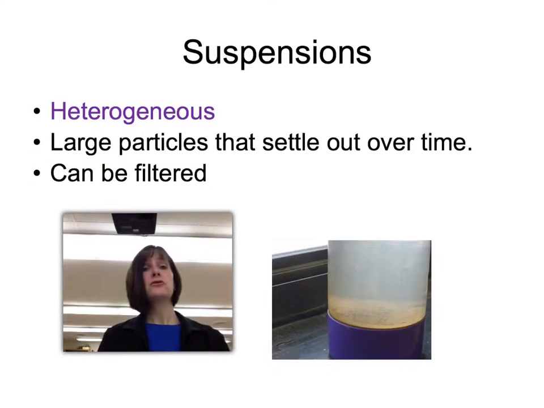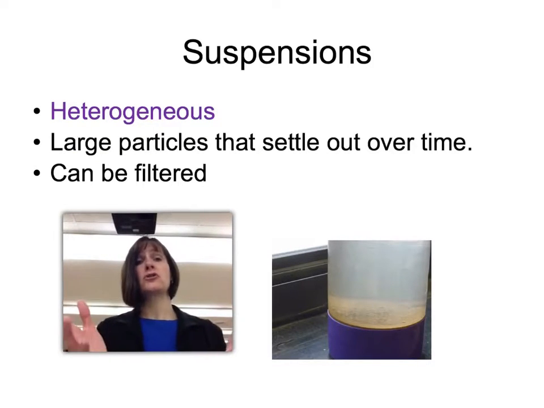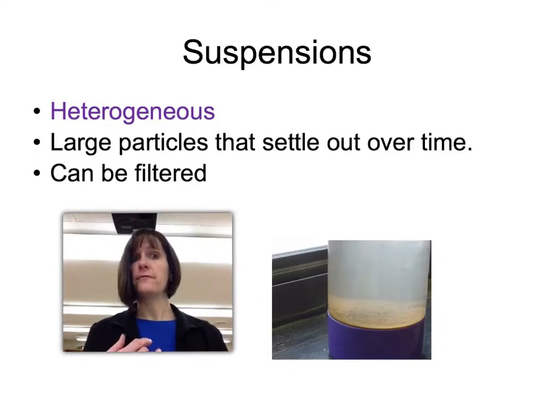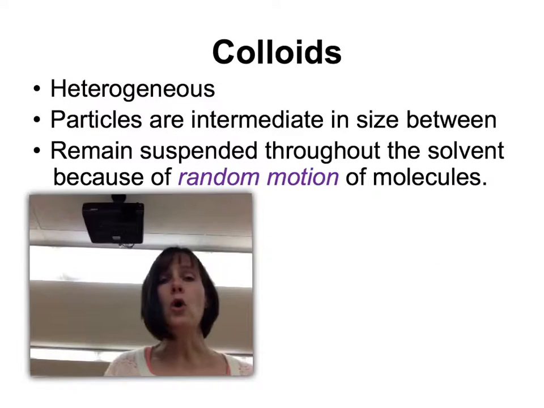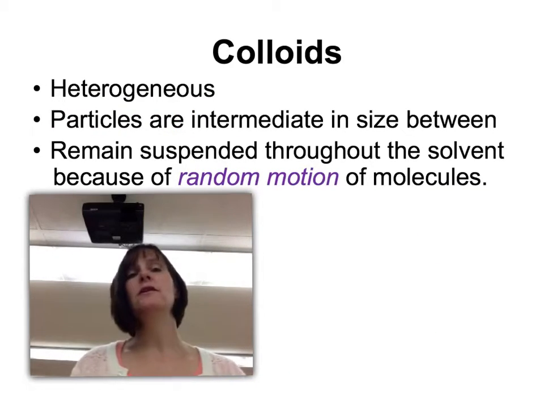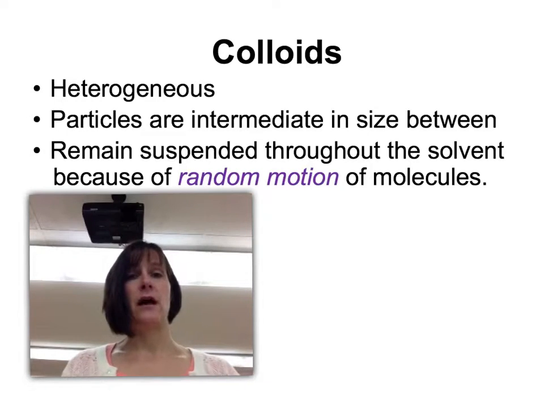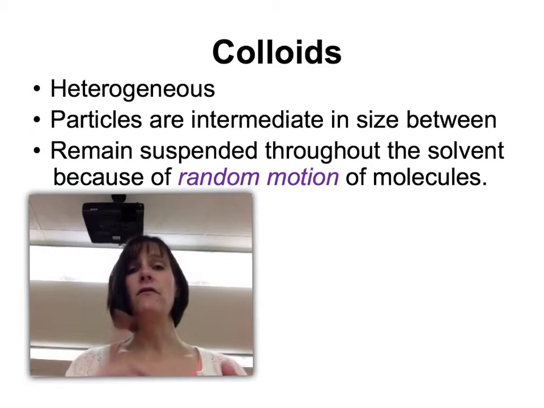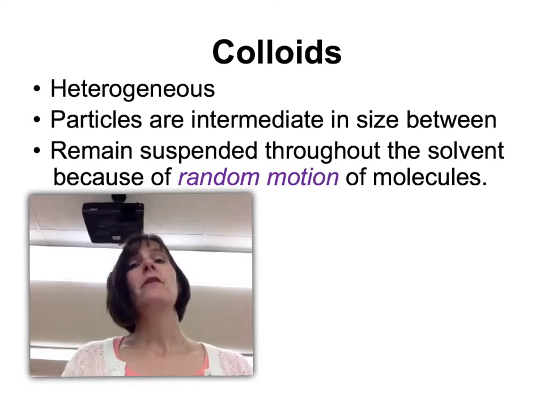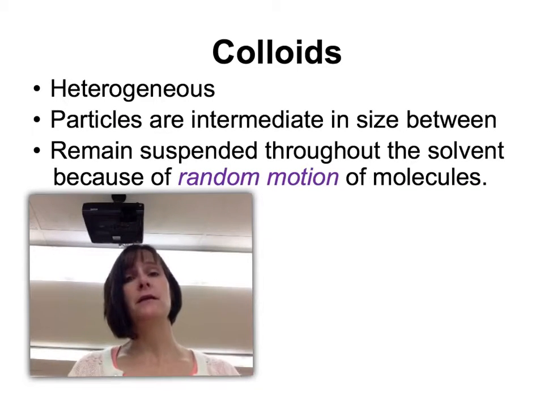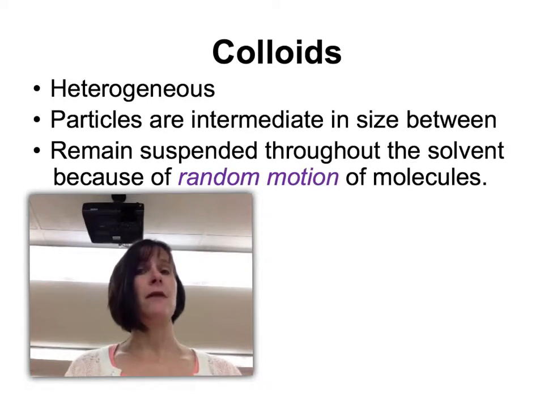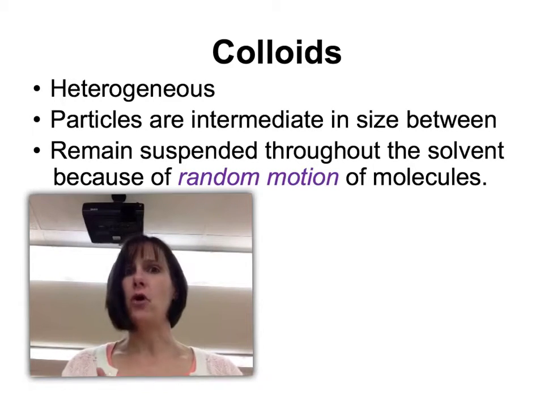Suspensions are different from solutions in that the particles are really large and they're going to settle out over time. They're heterogeneous. We can see the particles, and if you leave them set, they're going to settle out, and we can also filter them. Large particles. A colloid is somewhere in between a solution and a suspension. The particles are larger than in a solution, but they're not large enough that they're going to settle out over time. The random motion of the solvent molecules, kinetic molecular theory, is enough to keep the colloid particles suspended within the solvent. It's not going to settle out over time. Milk and mayonnaise are examples of colloids.